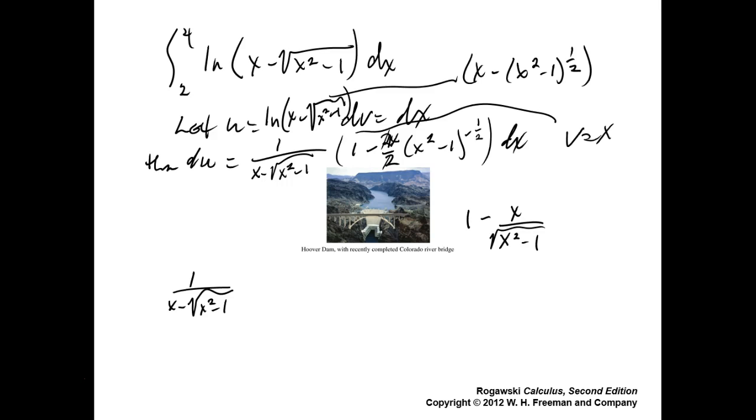Right? The 1 minus, yeah, because it's a negative 1/2, right? So to get this into a rational form, that's the same as multiplying this by the square root of x squared minus 1 over the square root of x squared minus 1. Okay? And then that will be, are you through?